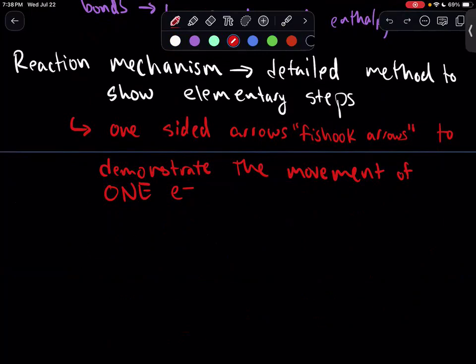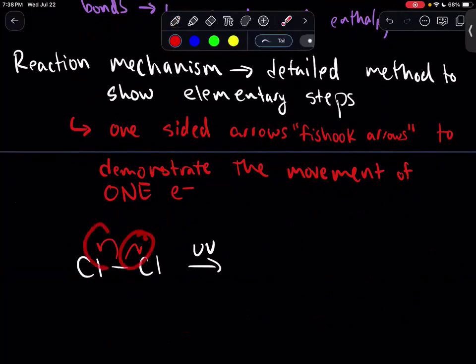Well, we take our chlorine bonded to chlorine, and it starts pretty much the same with ultraviolet radiation. But what we're going to do now is show that the two electrons in the bond move one over to each chlorine. You'll notice I use these arrows, which kind of look like fish hooks. They only have one side to them, meaning they don't have two sides to them, and this shows the movement of one electron.